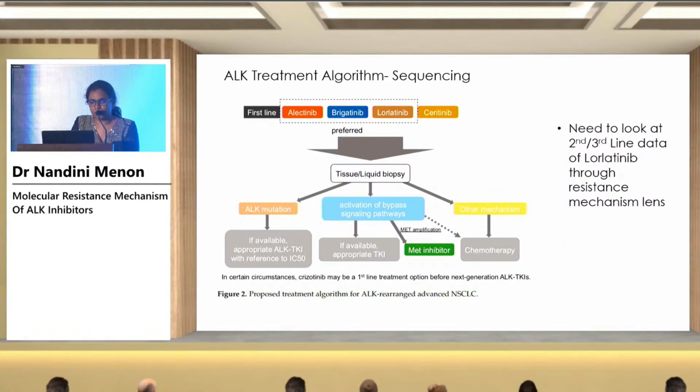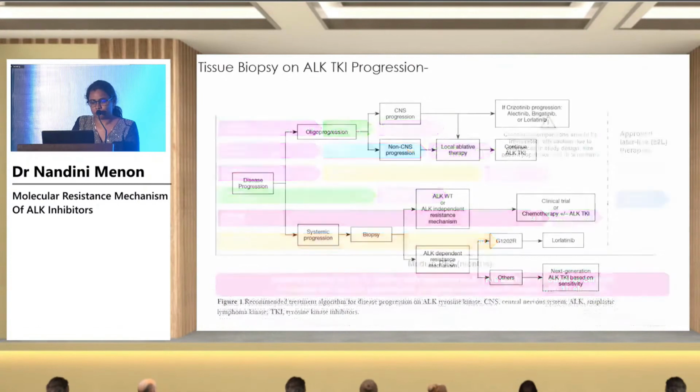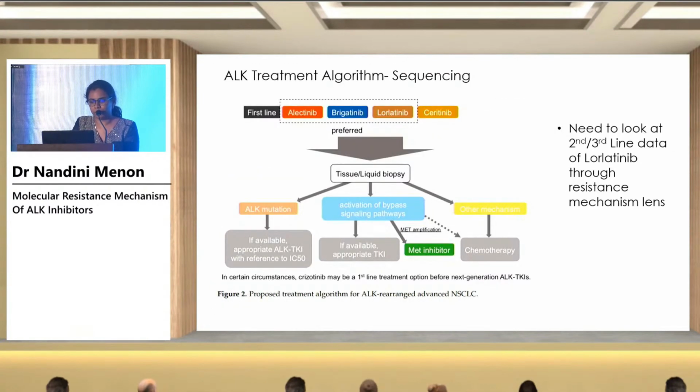So generally, if you have used any of these new drugs, that is the second or third generation TKIs in the first line setting, you would prefer to do a biopsy to identify if there are any ALK resistant mutations, and you can appropriately target them. And with that, if you have a TKI, you see the IC50 and you treat. If you don't have an on-target mutation, you have an off-target bypass pathway, you treat accordingly. And if there are other mechanisms for which there are no actionable or new targetable drugs available, then you go to chemotherapy.